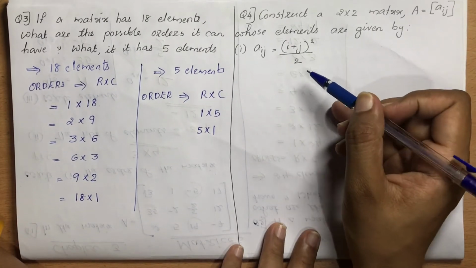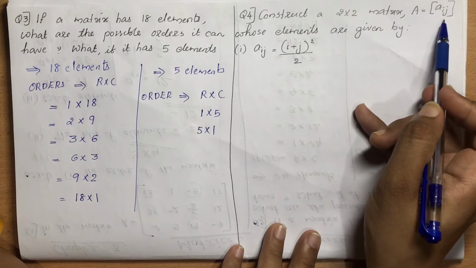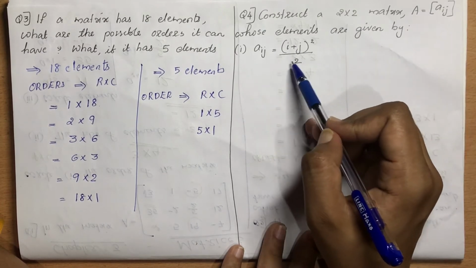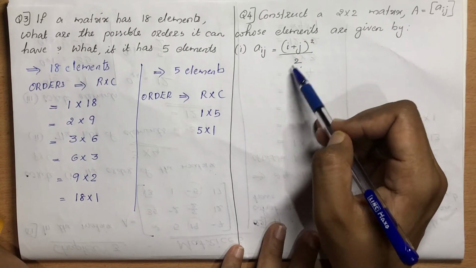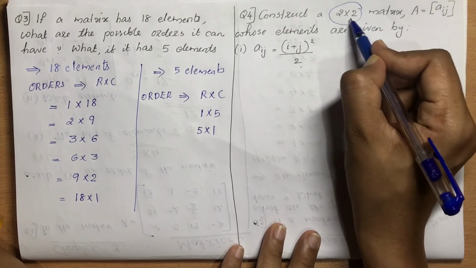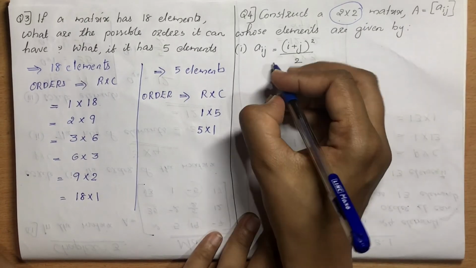Question number 4. Construct a 2 by 2 matrix A equal to Aij whose elements are given by Aij equal to (i plus j) the whole square by 2. Using this we need to find the elements. So this is a 2 by 2 matrix. 2 by 2 means what? Number of rows equal to 2, number of columns equal to 2. So how can we write this matrix?